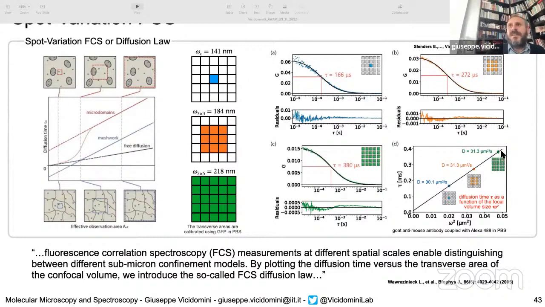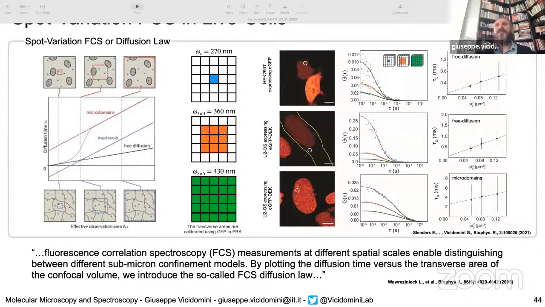In this case, we see that the line intercepts the zero because obviously we expect a free diffusion of the molecule. More interesting is if we move to a live cell, like in these cases here. So what we measure is free GFP moving in the cytoplasm. As expected, again, we can reconstruct the diffusion law, and the diffusion law indicates that the protein is diffusing freely inside the cytoplasm.